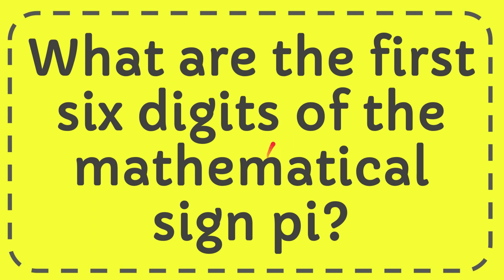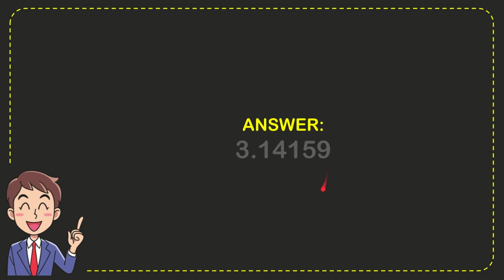In this video, I'm going to give you the answer to this question. The question is, what are the first six digits of the mathematical sign pi? Now I'll give you the answer to this question, and the correct answer for the question is 3.14159. Well, that's the answer for the question.